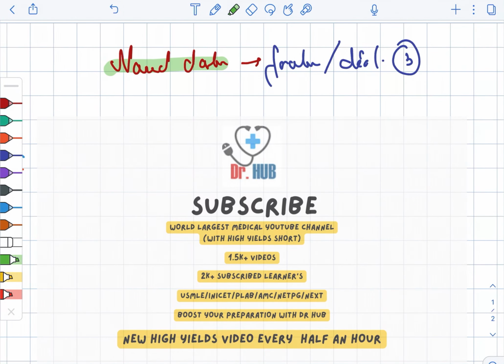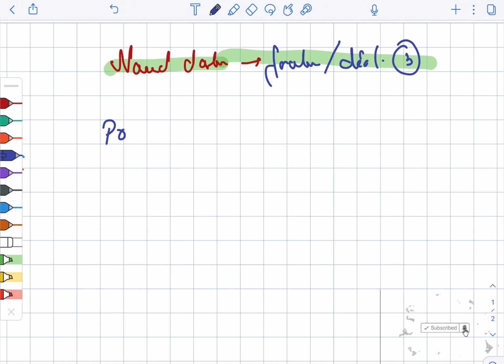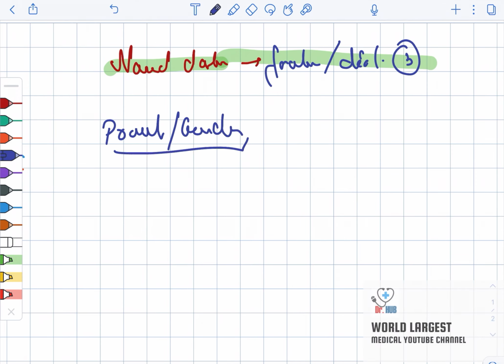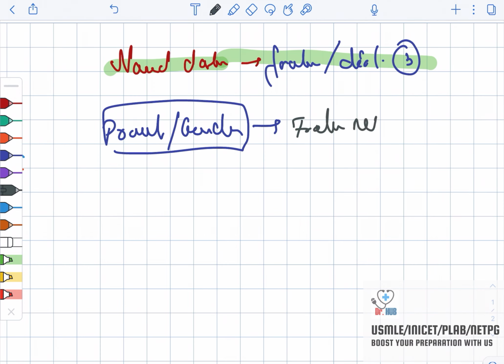Name classification, the fractures and the dislocation. In part 3 we are looking at the Powell and the Gardner's classification. Powell and Gardner is used for the fracture of the neck of femur.